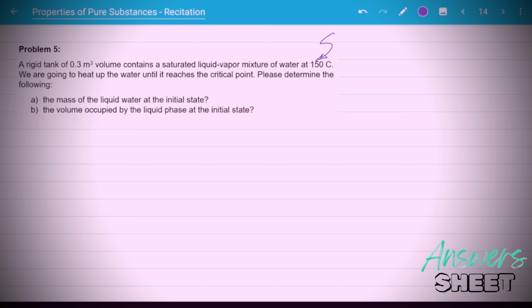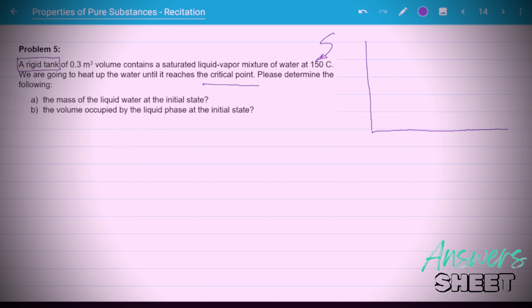In this case, we know more about the final state than the initial state. We already know that the final state is at the critical point, and we have the data for water at the critical state. What else do we know? There is a keyword that we have seen a lot in this video, and that is the tank being rigid. Now, a rigid tank means that the volume is constant. So we know that the process from initial state to final state is a constant volume one. So let's draw the process on a TV diagram to see what we can get out of all that we know.